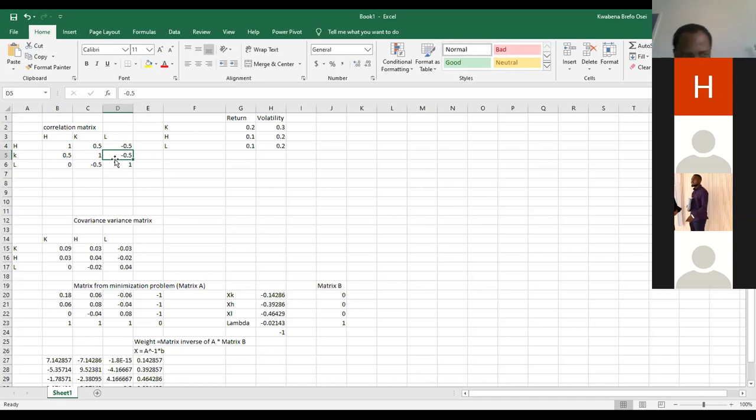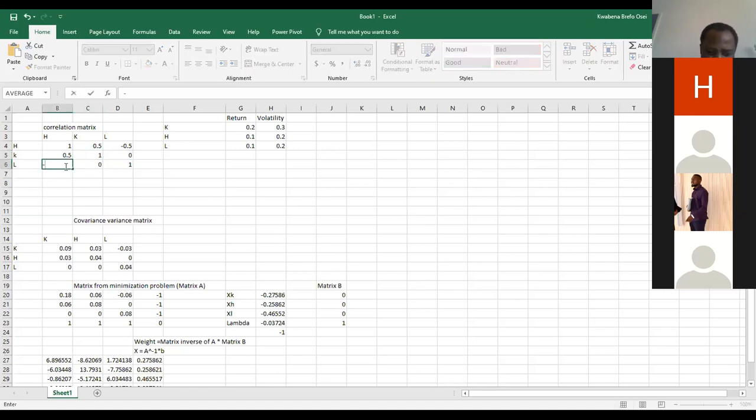So that means H and K is 0.5. This is 1. K and L is 0. So K and L is 0, and then this K and L here is 0. And then we have this one to be H and L negative 0.5. Now we have this here, 0.5, 0.5.